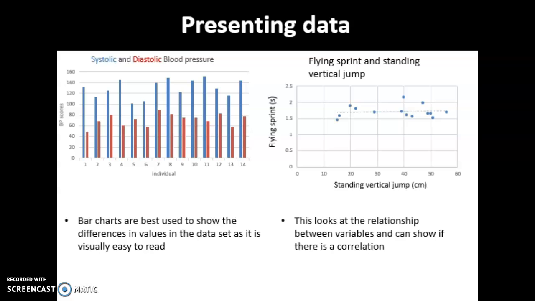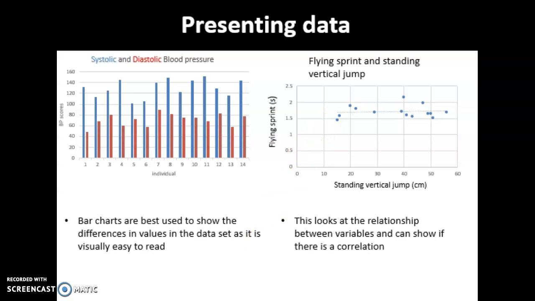It can't tell you the relationship between those values. So the scatter plot looks at the relationship between variables and can show if there is a correlation. So this basically shows if there is a relationship, like I was saying, and this relationship will either be positive or negative, or have no correlation, or have varying degrees of correlation.